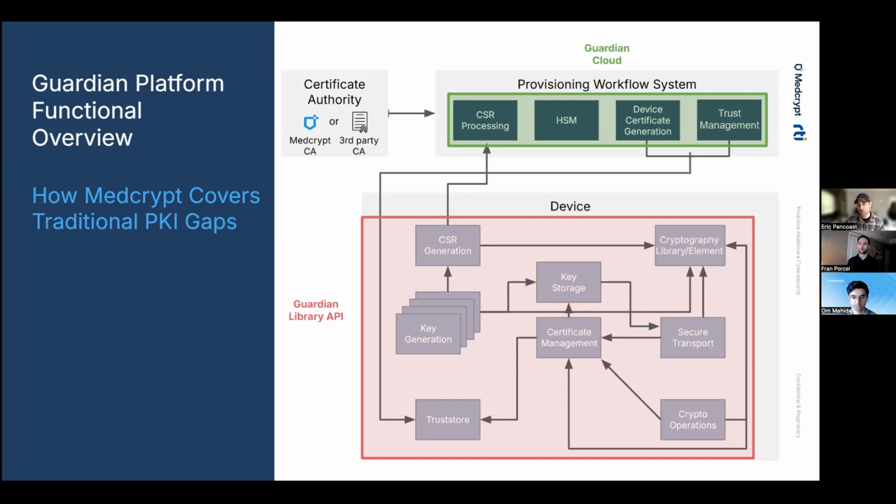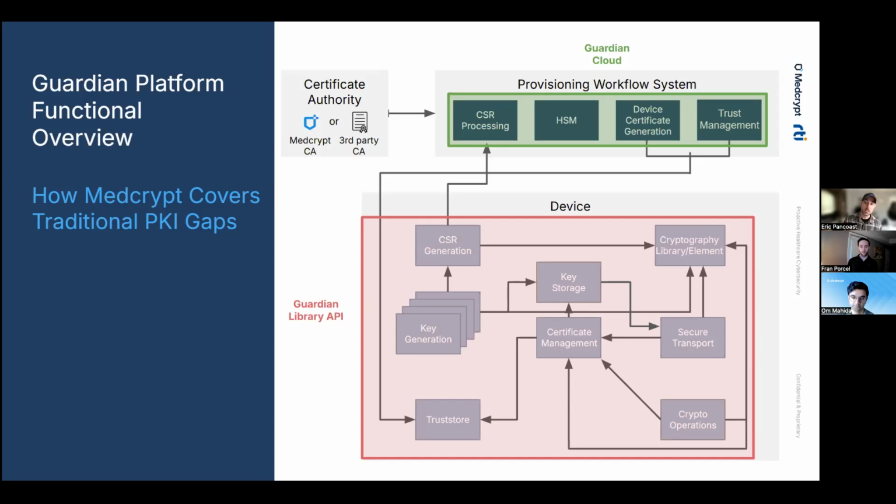Out of the box, on the infrastructure here for Guardian Cloud, we can see that Medcrypt provides a private certificate authority backed by FIPS compliant HSMs, a PKI or public key infrastructure with key and certificate management, and a device provisioning workflow system to centrally process CSRs and track and manage devices and their certificates. And then on the device side, there are two pieces to this. There's all the infrastructure you need to facilitate the trust, the root of trust, and all of the CSR processing.